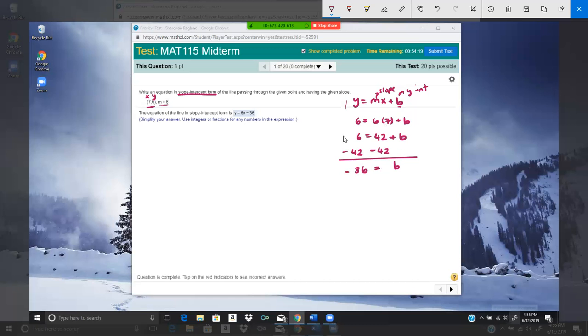So we have b. When we write this equation, we just need to know m and b. So we have m is 6, and b is negative 36. Therefore, the equation in slope-intercept form will be y is equal to 6x minus 36. All right, so x and y are arbitrary, so you leave those alone. So y is equal to 6x minus 36. That's your equation in slope-intercept form.